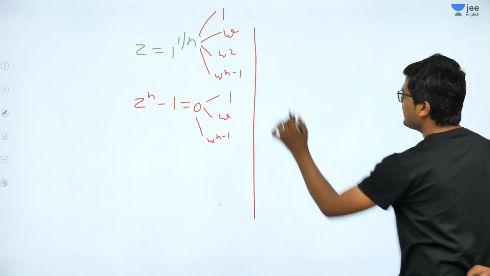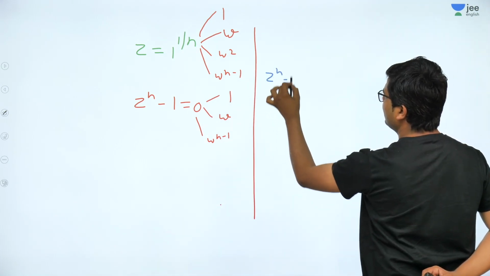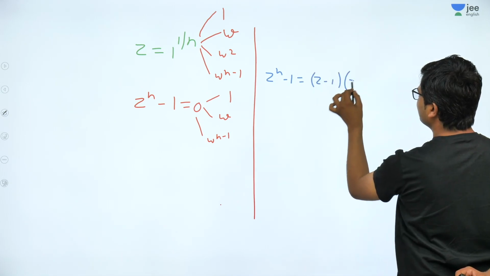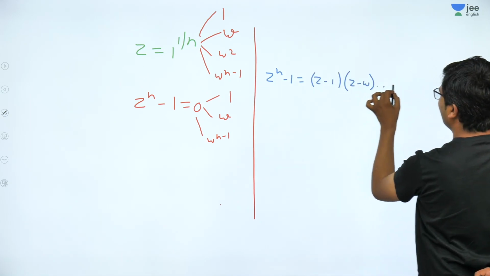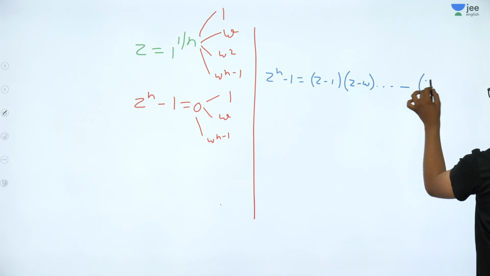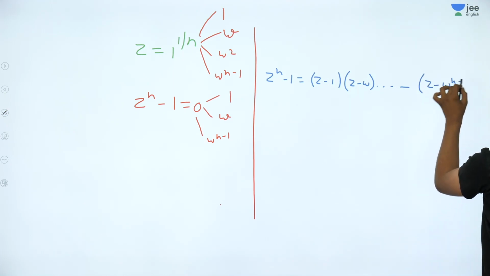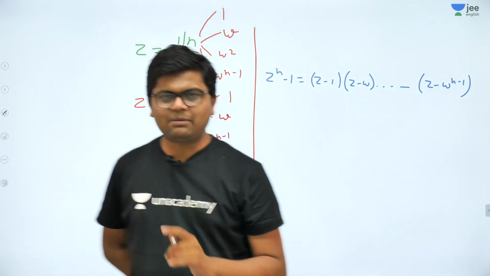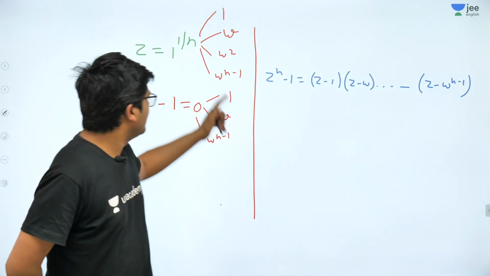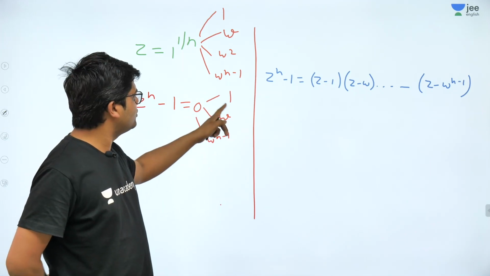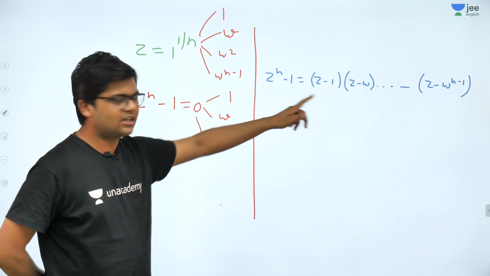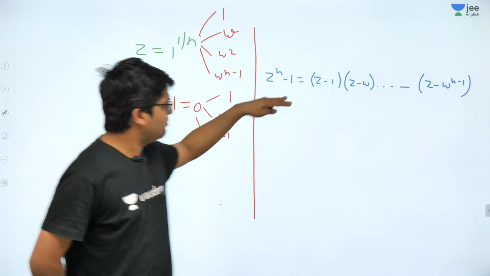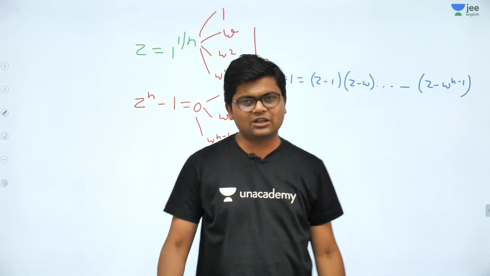Very simple idea. So z raised to the power n minus 1 can be written as z minus 1 into z minus omega, and it goes on till z minus omega raised to the power n minus 1. I think everybody must have got what I said: by theory of equations, if I have the roots, then if 1 is a root, z minus 1 will become a factor. Omega is a root, so z minus omega will become a factor. So the multiplication of these factors will create the equation.